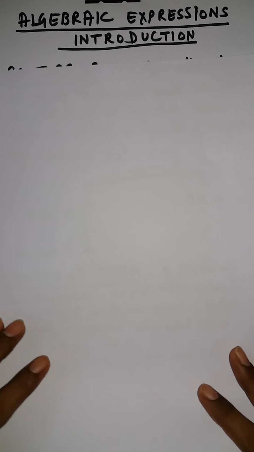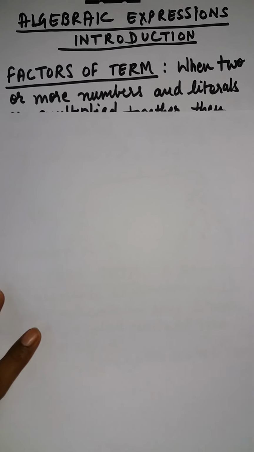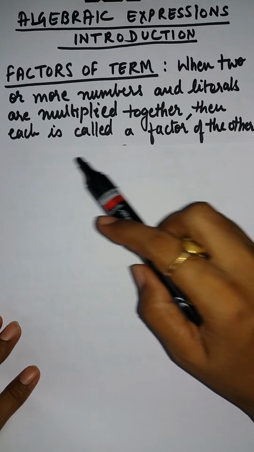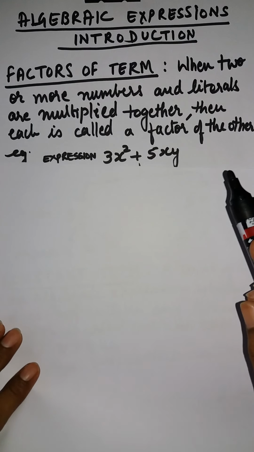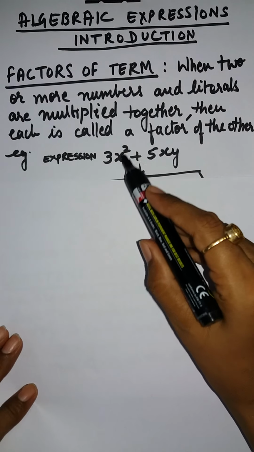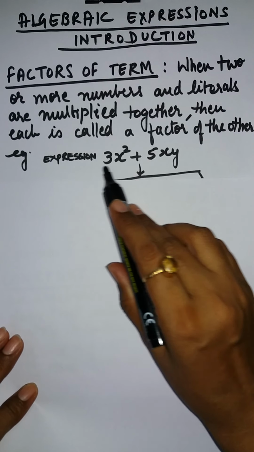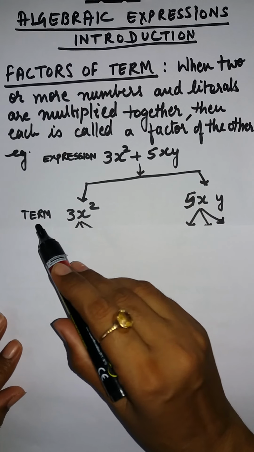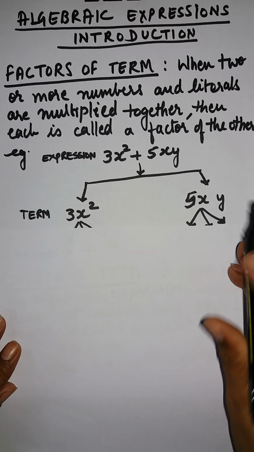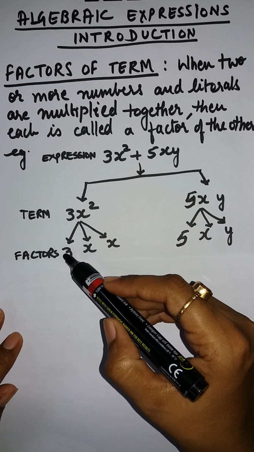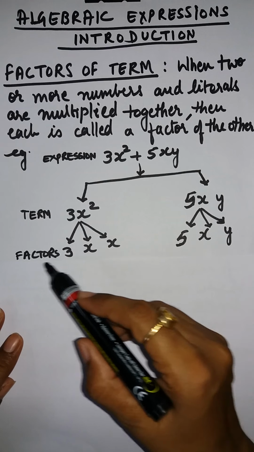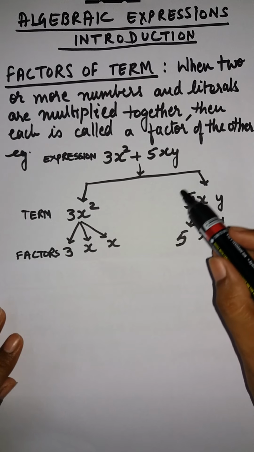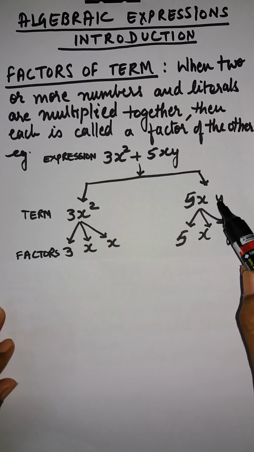Now, what are factors of a term? When two or more numbers and literals are multiplied together, then each is called a factor of the other. For example, 3x square plus 5xy. This is an algebraic expression. We split the two terms in this way. 3x square is a term, plus 5xy is a term. Here 3x and x are the factors of the term 3x square, and 5x and y are the factors of the term 5xy.